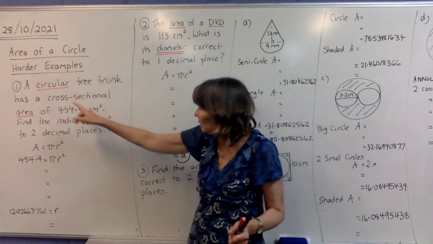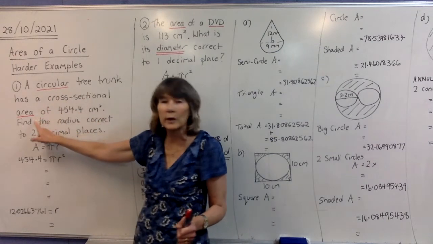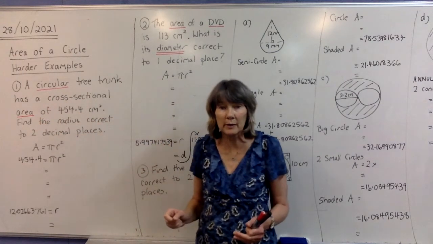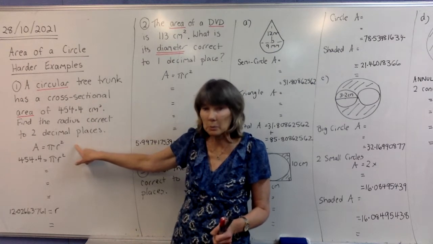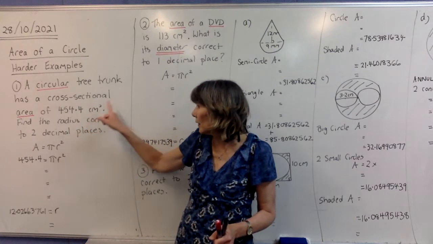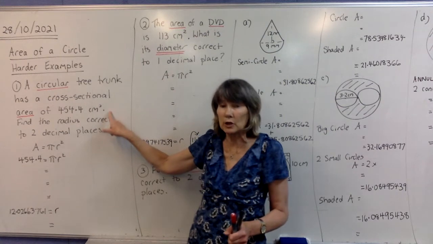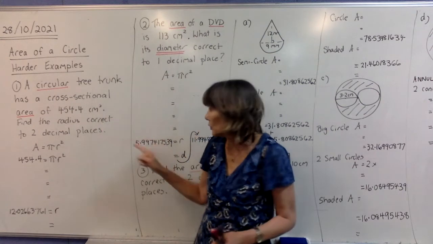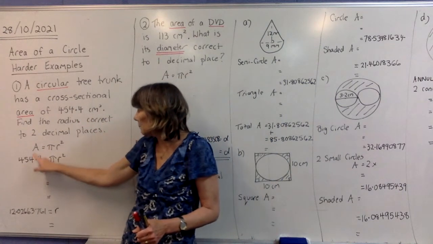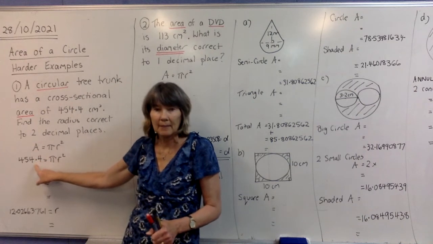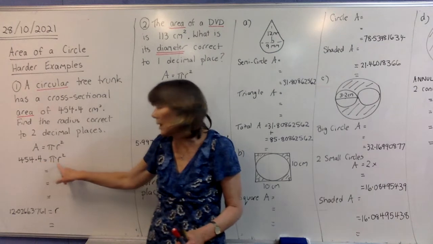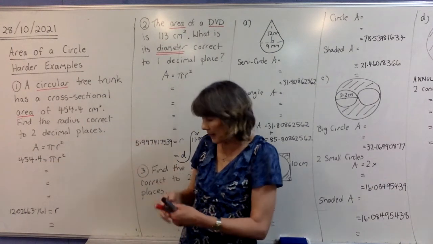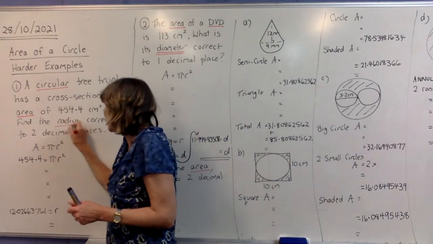Alright, so because of the word circular and the word area in the question, we're writing down the formula for the area of a circle. So we do that first. Area equals pi r squared. Now, they've given you what the area is. You're not finding it, they've given it to you. So we're going to put this number in place of A. Now, we don't know anything else, so we just got that equals pi r squared. We've been asked to find the radius.